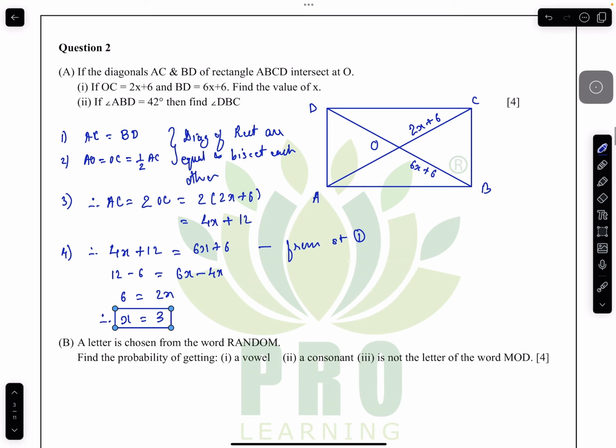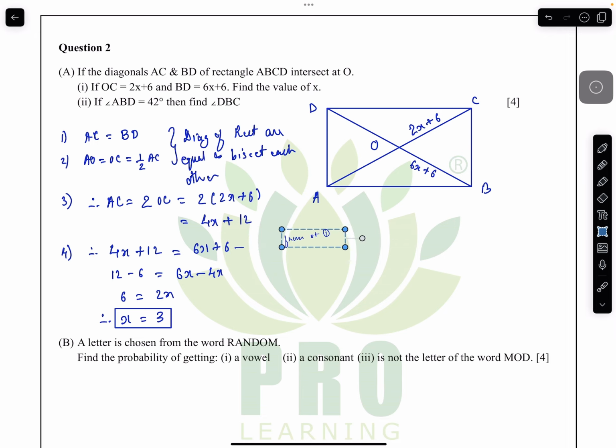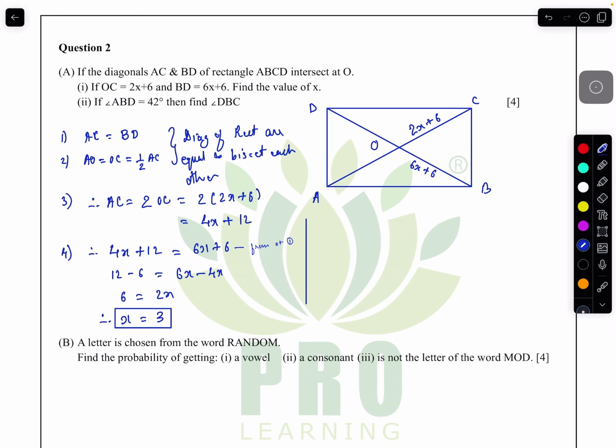Now, the second part says find angle DBC. So here we are interested in finding the angle DBC. And angle ABD is given. So ABD, this angle of ours, is 42 degrees. We are interested in this angle. DBC is a question mark.